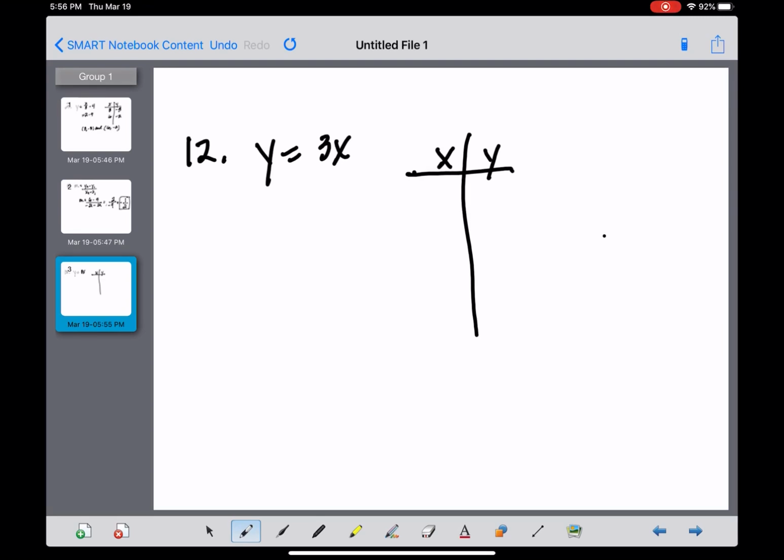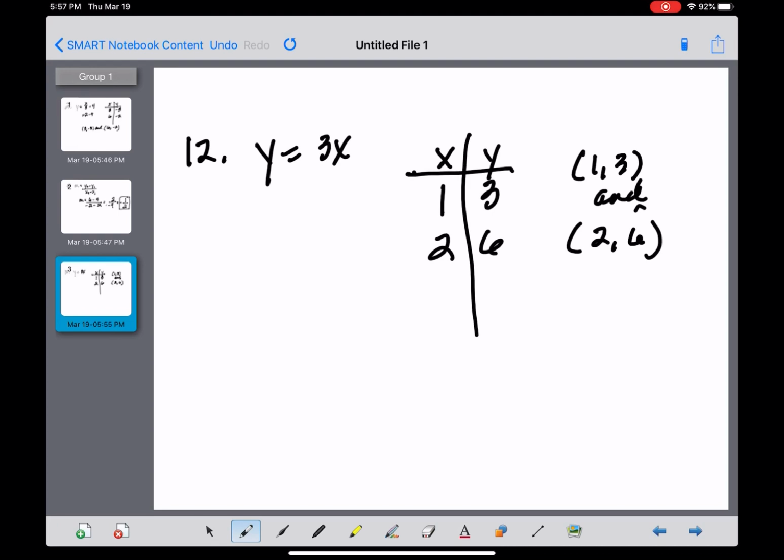Let's pick 1 week and 2 weeks. Keep it simple. After 1 week, 1 times 3 is 3. And if I put 2 in for X, I get 2 times 3, which is 6. So again, what you're going to list would be 2 points on this line. So you would list 1, 3 and 2, 6. The directions are clear on the Google form.